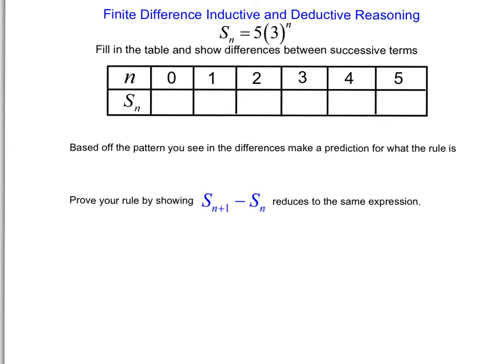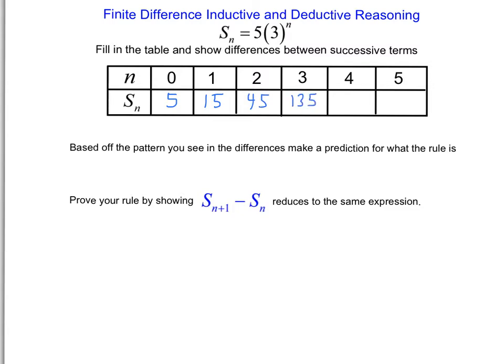Hello there. We're going to do another finite difference table, this time doing one where the formula is not a polynomial. So, first fill out the entries in here. When n is 0, 5 times 3 to the 0th, that's just 5 times 1, so that's going to be 5. And this is exponential growth. We're tripling each time, so that's going to be 15, 45, 135.